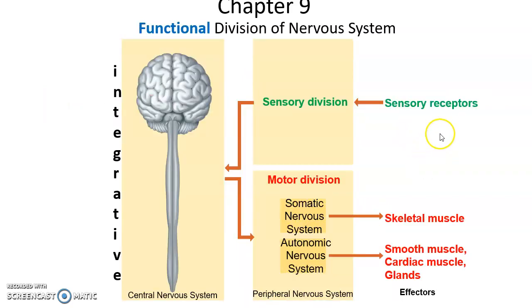The functional division is that we have a sensory division where sensory receptors detect change in the environment. That information gets sent along the sensory division to the central nervous system. There, that information is integrated, processed, and a response is determined. Then that response is sent via the motor division being broken down into two smaller parts: the somatic nervous system, which controls the skeletal muscles, and the autonomic nervous system, which controls smooth muscle tissue, cardiac muscle tissue, and glands.